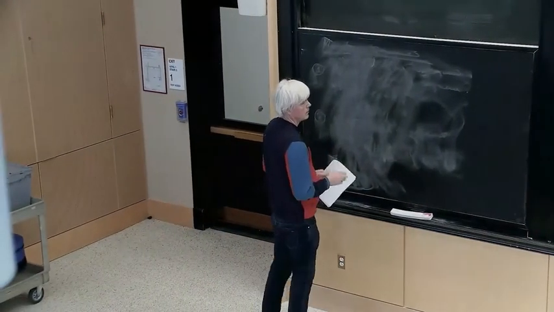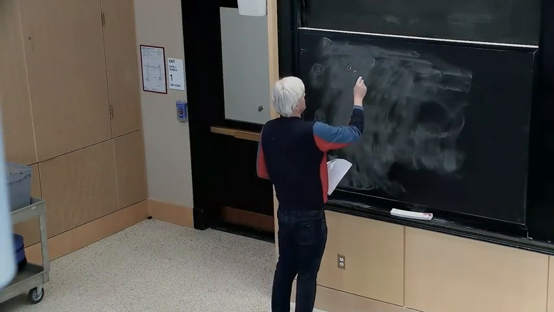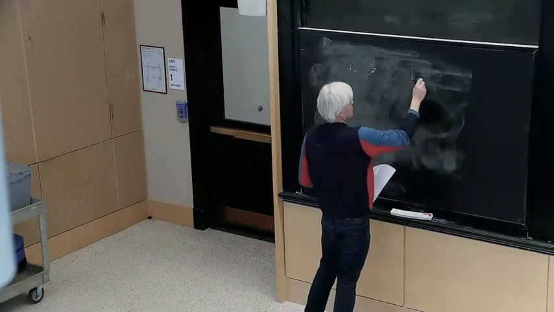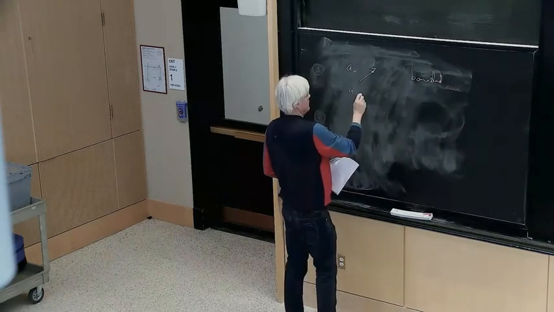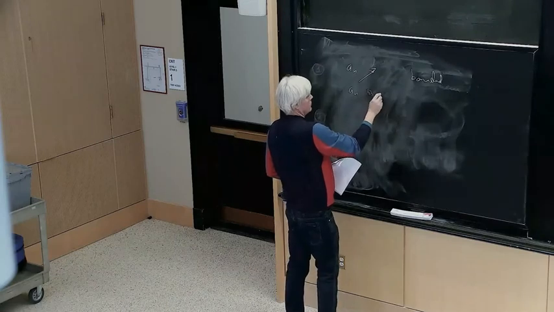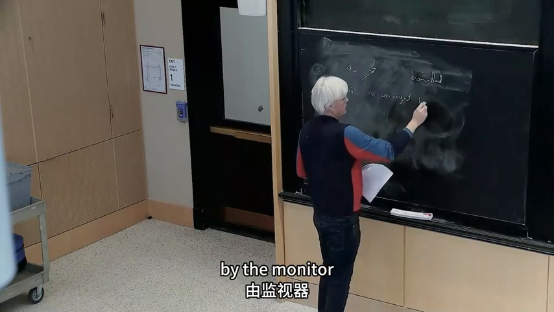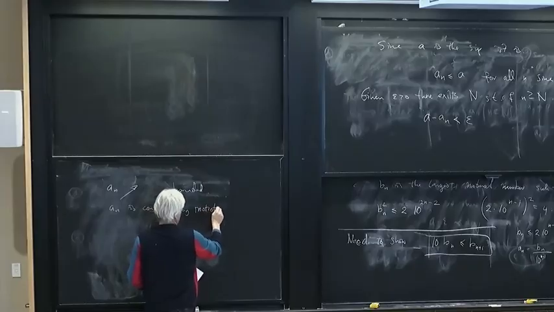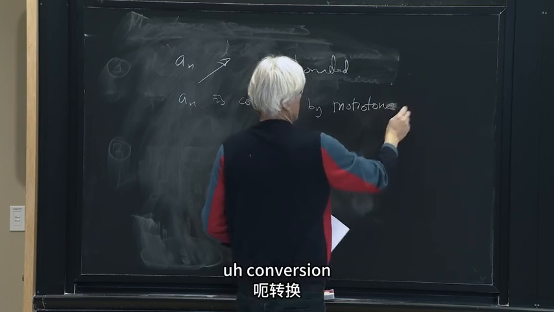So now we have that an is an increasing sequence and is bounded. So an here is convergent by the monotone convergence theorem.